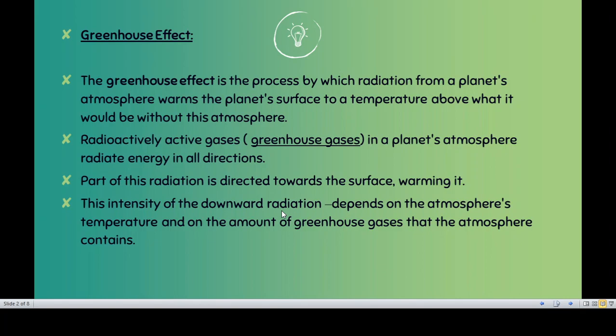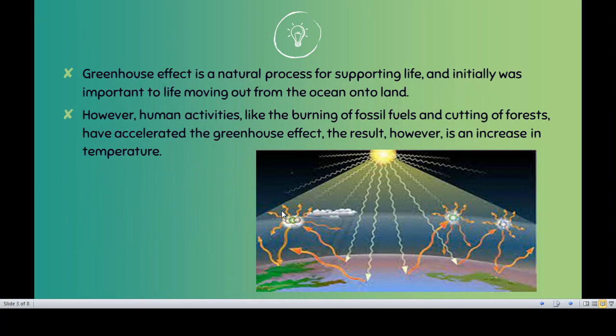For example, it can be skin cancer or different kinds of cancer, or it can be different kinds of allergic problems, skin irritations or eye irritations, etc. So that is one of the major reasons why the greenhouse effect is important. Now you can see in this picture how the greenhouse effect takes place.